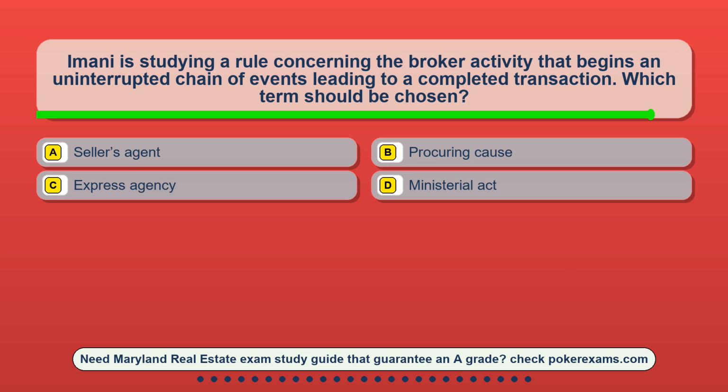Question 6. Imani is studying a rule concerning the broker activity that begins an uninterrupted chain of events leading to a completed transaction. Which term should be chosen? Option A, seller's agent. Option B, procuring cause. Option C, express agency. Option D, ministerial act.